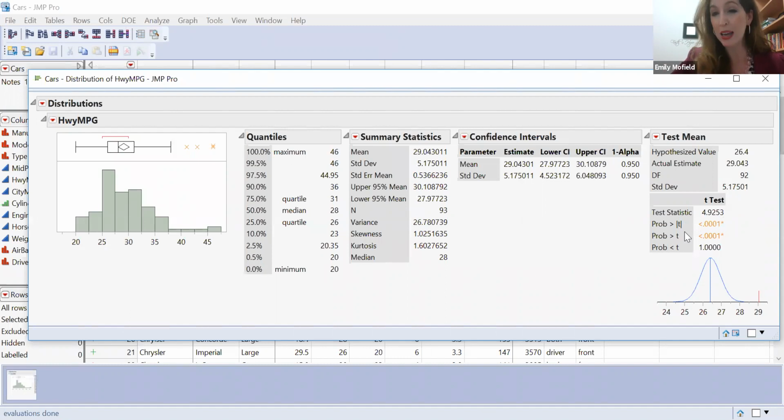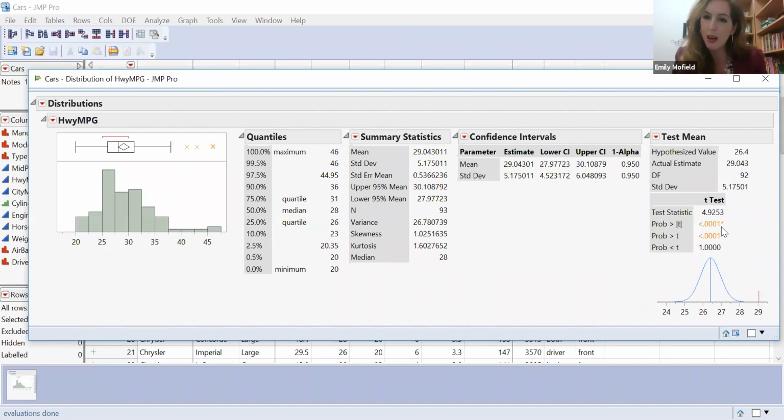So if you are doing a non-directional null hypothesis, that means you're just saying there's no difference. You're not worried about which direction, which one's higher, which one's lower. You just want to know, are there differences or not? You look at this one right here. All right, this is the non-directional t-test, and it is below my set alpha of 0.05.